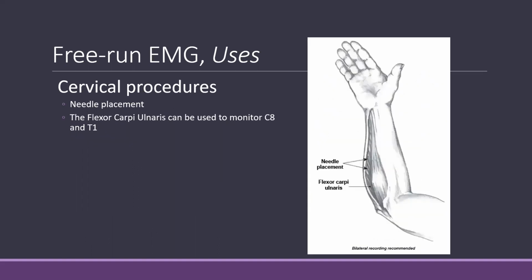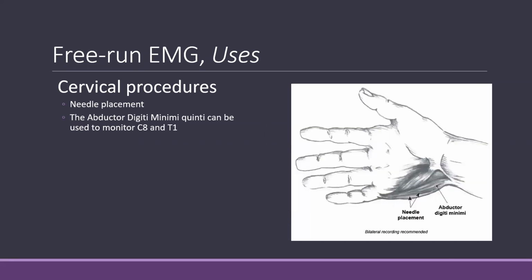The flexor carpi ulnaris muscle can be used to monitor C8 or T1. And the abductor digiti minimi quinti can be used to monitor C8 down to T1.